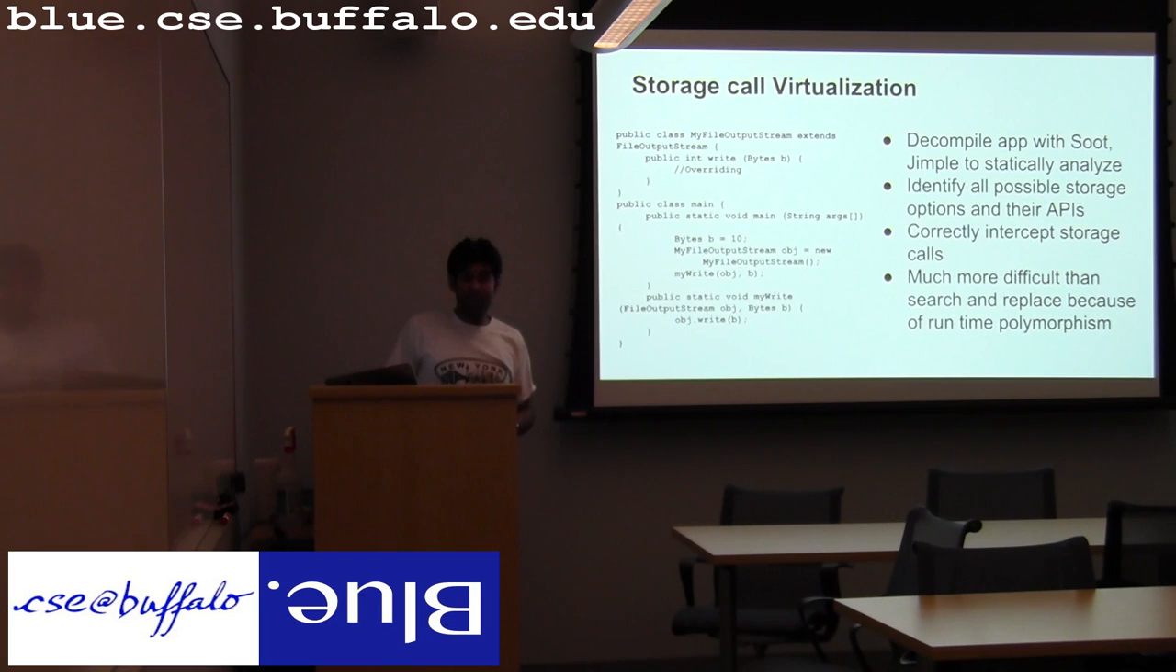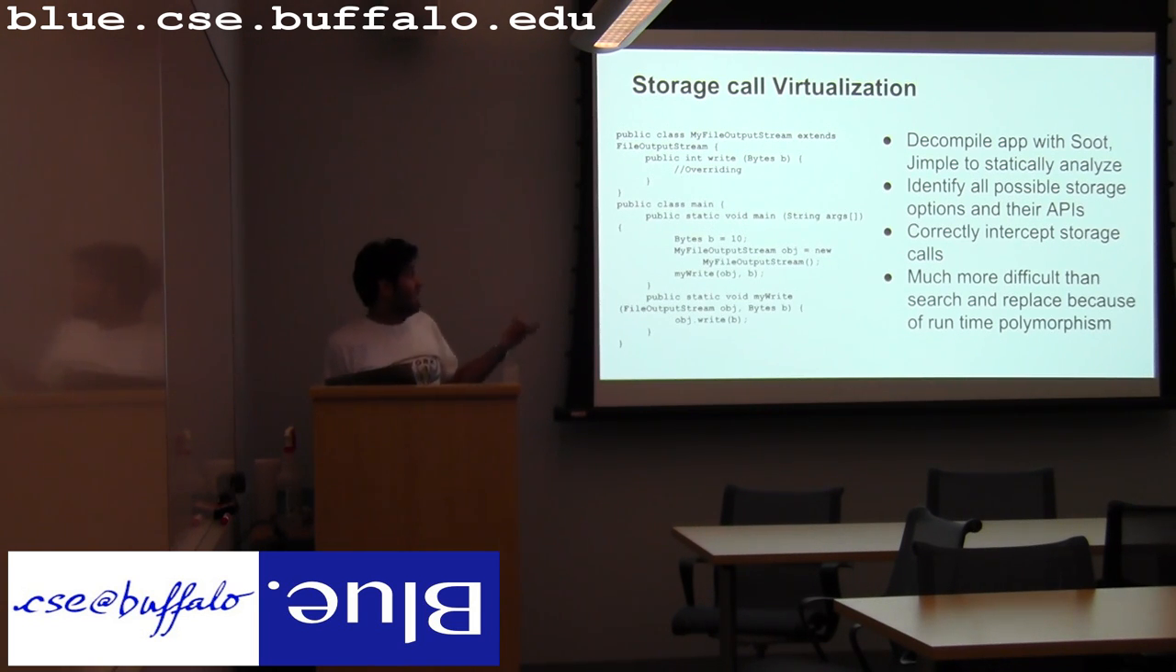So how do we do the storage virtualization? Because I mentioned that we can enumerate a limited set of operations, this might appear as though it's just a search and replace which can be solved by a grep. But it's not so, because of the example on the left. Here, MyFileOutputStream extends FileOutputStream, and because of this polymorphism, we do not know where exactly to tap the calls. In the example, after the bytes b equal to 10, we don't know if we have to tap the call here or in the overridden method.